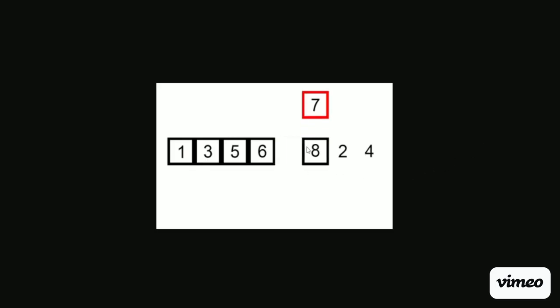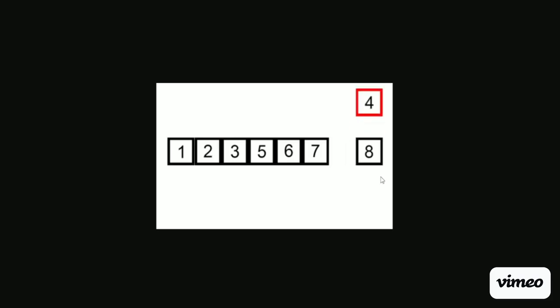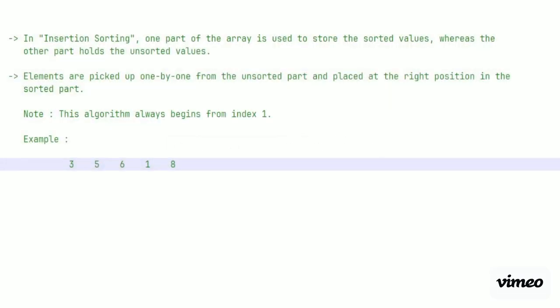7. But 6 is less than 7, so we just stop there. Again 2, compared with 7, 6, 5, 3, and we put it here. And the last one, 4 is less than 8, less than 7, less than 6, less than 5, and voila. That is what I just showed, and that is how the animation is making it clear.